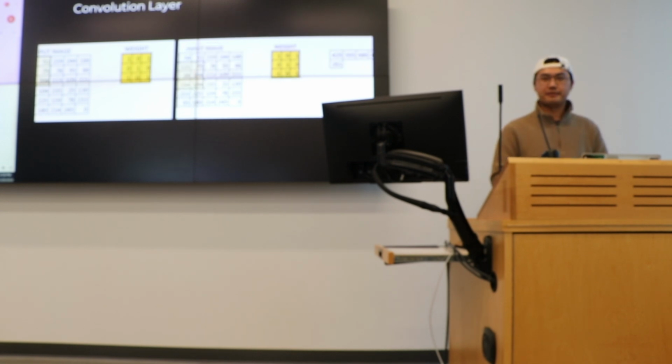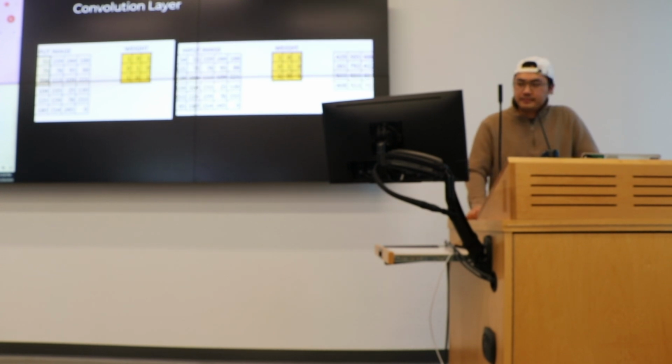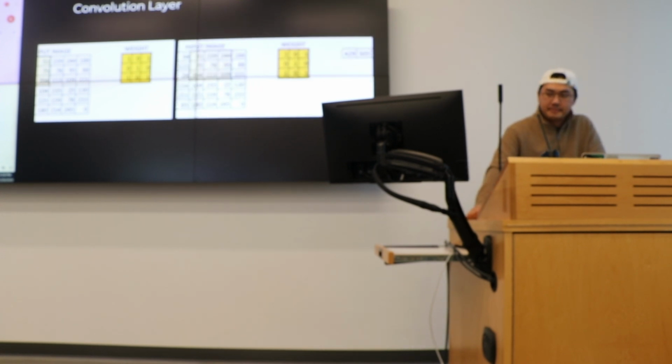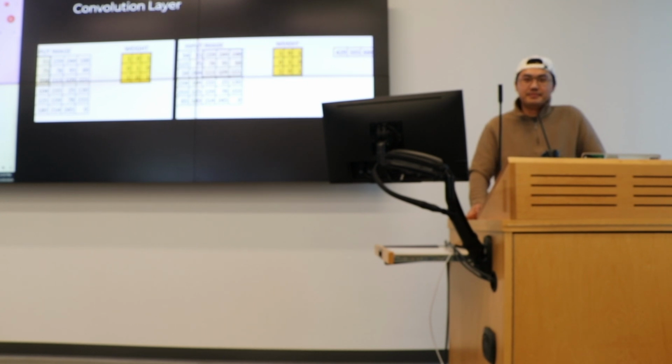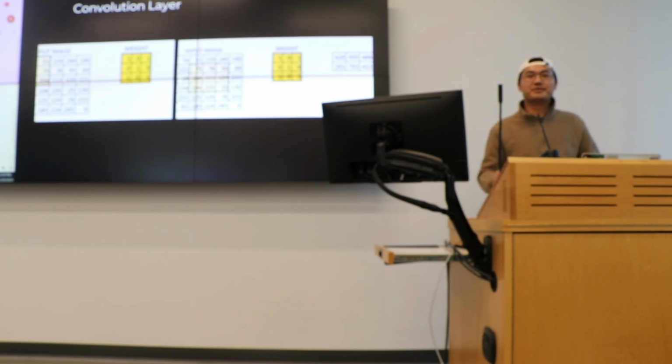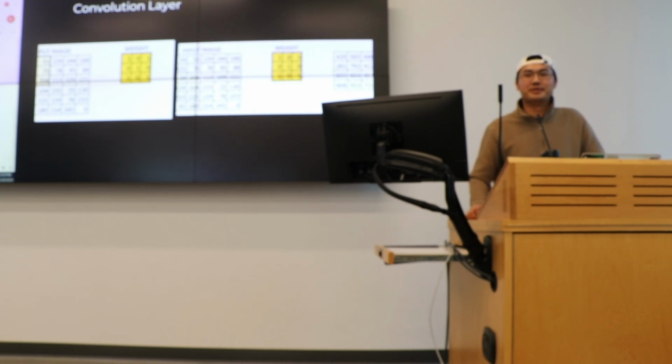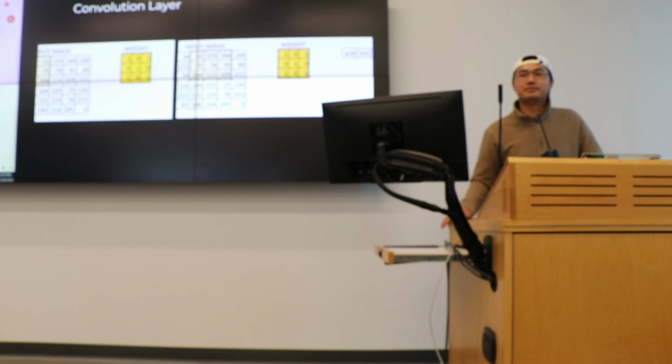So I have a question. Do you think it's possible to have more than one kernel for each convolutional layer? Any ideas? Or do you guys understand what the kernel is doing? Or do you want me to explain a little more?